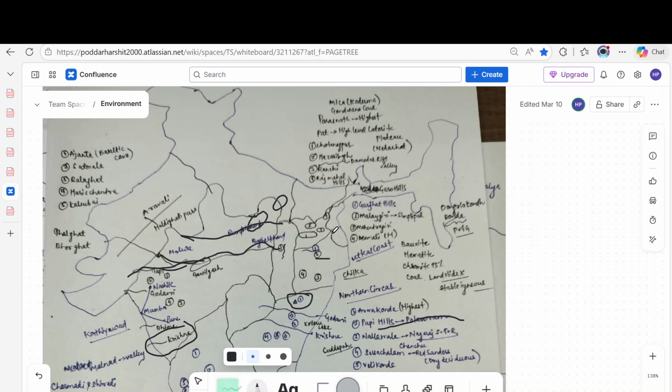The Rajmahal Hills and Parasnath is the highest peak here. So Koderma is famous for mica. This is where we get Gondwana coal.